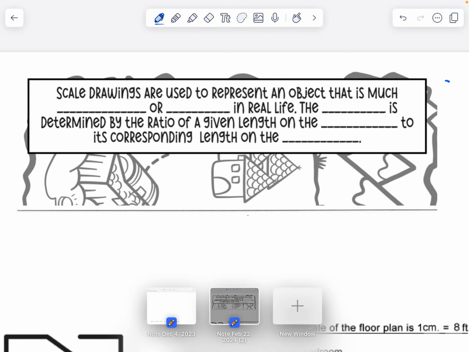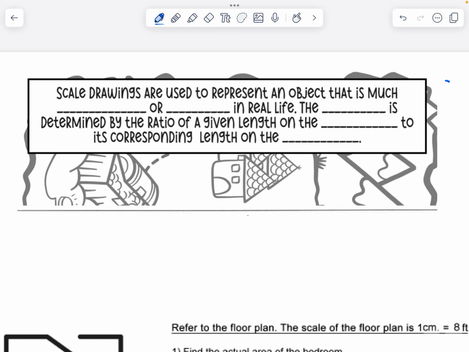Alrighty, today we're going to be talking about scale drawings. So here are today's notes. You guys have probably seen scale drawings and maybe just didn't know that's what they were called. For example, a map is a scale drawing. It's a representation of something that in real life is much bigger or smaller. So scale drawings are used to represent an object that is much larger or smaller in real life.